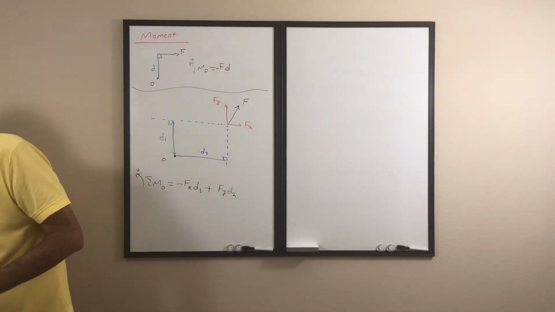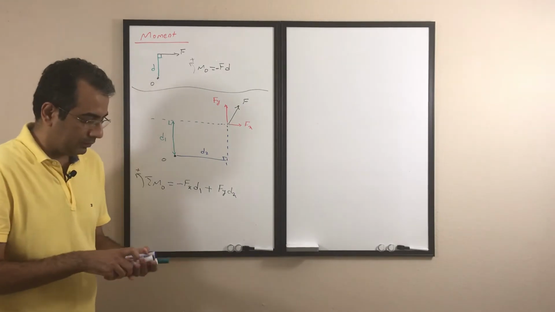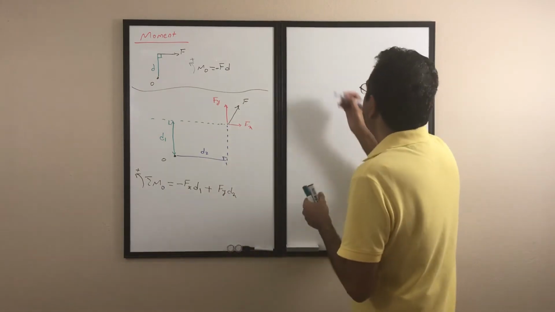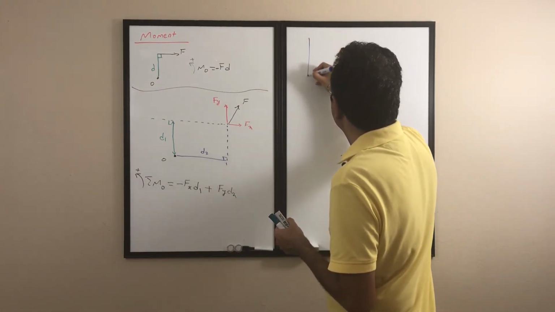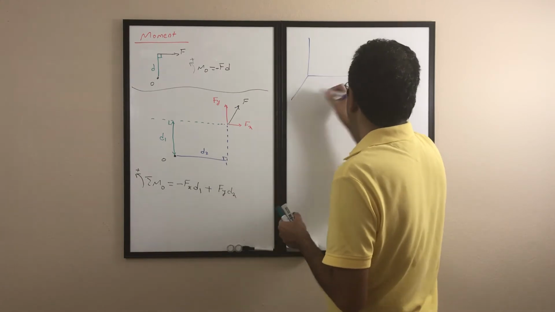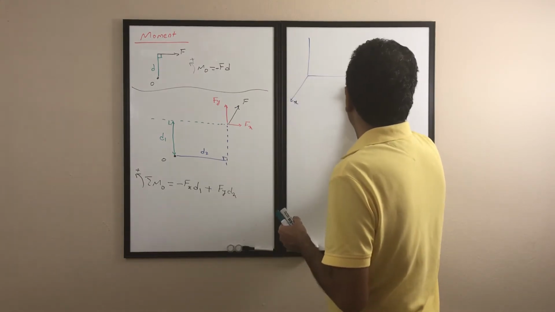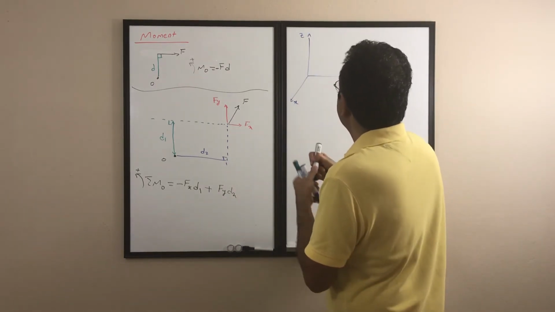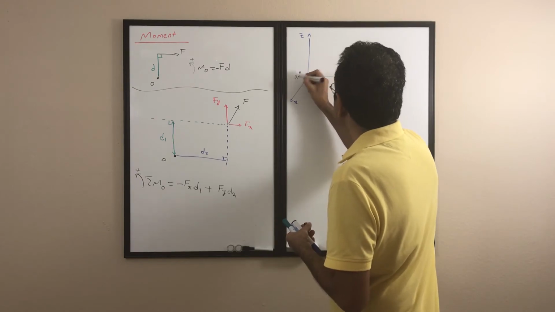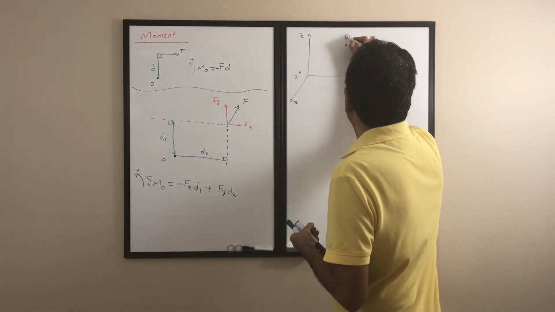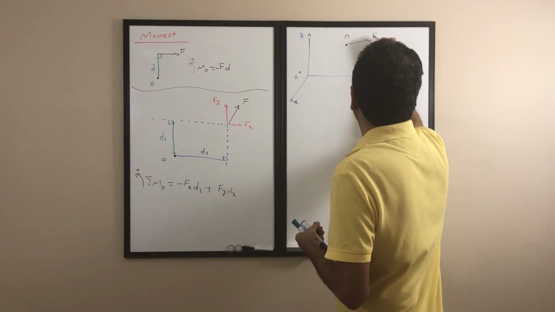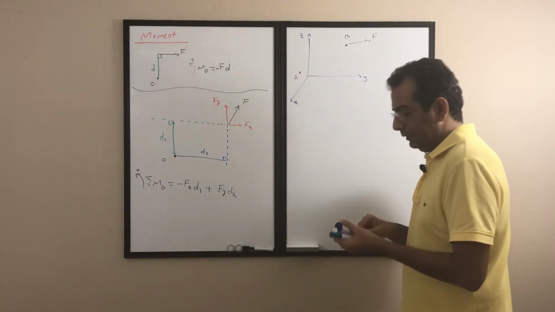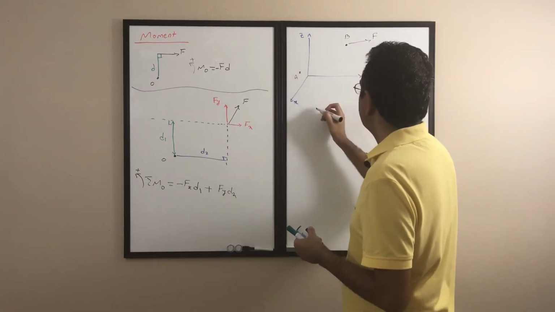If the moment is going to be in 3D, then we will work in the Cartesian method for that purpose. So assume here that I have, again, X, Y, and Z, and I have point A and I have point B. I have a force at point B. I want to find the moment of F about point A.